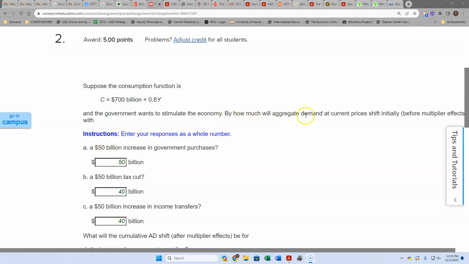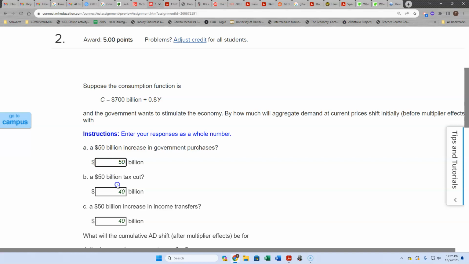So how much will the aggregate demand curve shift if there's 50 billion more in government purchases? Well, this part's easy. The total aggregate demand function is C plus I plus G plus NX. If we're increasing the G here by 50, then it'll just shift by exactly 50.